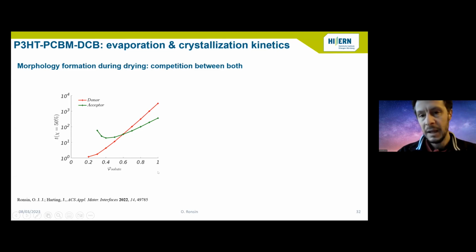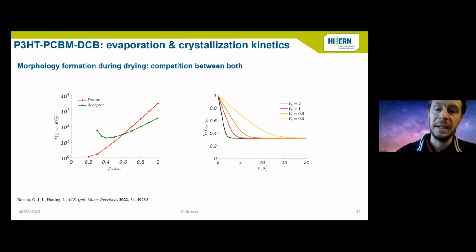Then let's characterize our drying kinetics. And here on the right, you have plotted the relative film height depending on time, for the different evaporation rates we chose for our investigations. And you see that the film is dry within 1 to 15 seconds. If I report these time scales in the graph on the left, this is the gray zone. And what you see right now is that P3HT will have time to crystallize, but PCBM, even if it wants to crystallize, won't have time.